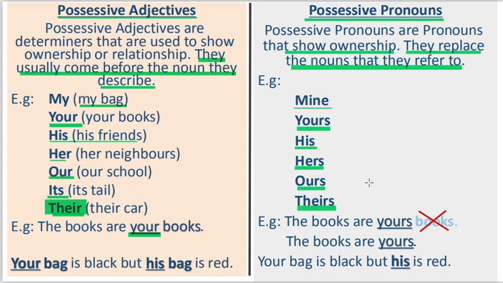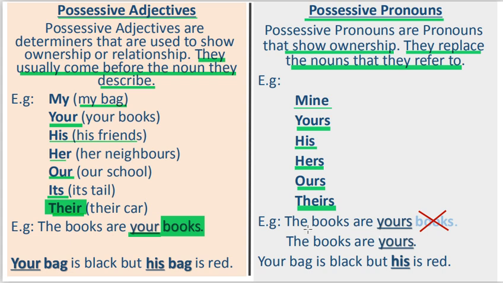Now, how do we differentiate between these two? Yes, let's explain that. We are going to use the examples at the bottom to explain the difference. Let's come to the possessive adjective. The possessive adjectives describe nouns. They come before the noun they describe. The books are your books. Look at it, your books. Your describes books. But under the possessive pronoun, the possessive pronouns replace the noun they refer to.